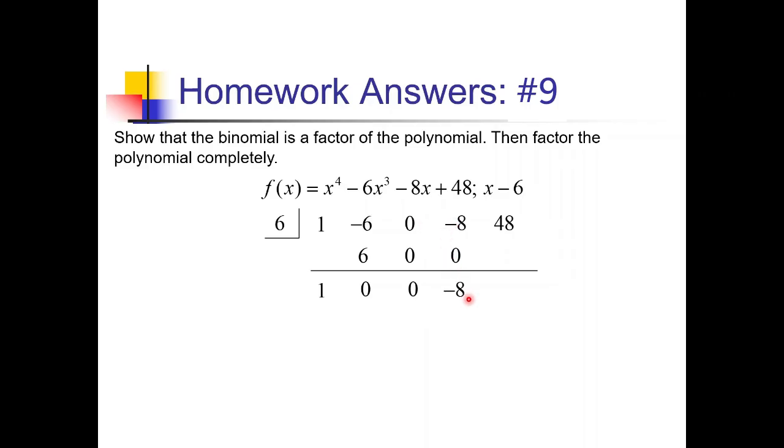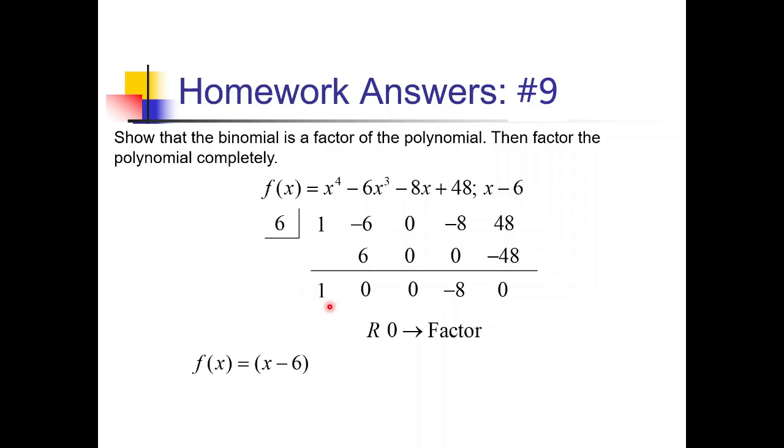-8 plus 0 is -8. 6 times -8 is -48, and then 48 plus -48 gives us the 0 that we expected, because they told us this was a factor. We just needed to prove it. So remainder 0 proves that x minus 6 is a factor. So if we're going this route for factoring this thing, we can write x minus 6 as a factor.